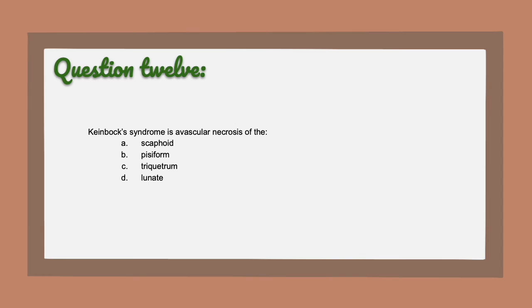That is related with Kienböck syndrome. That's that avascular necrosis. Avascular necrosis of the scaphoid is actually called Preiser's syndrome.